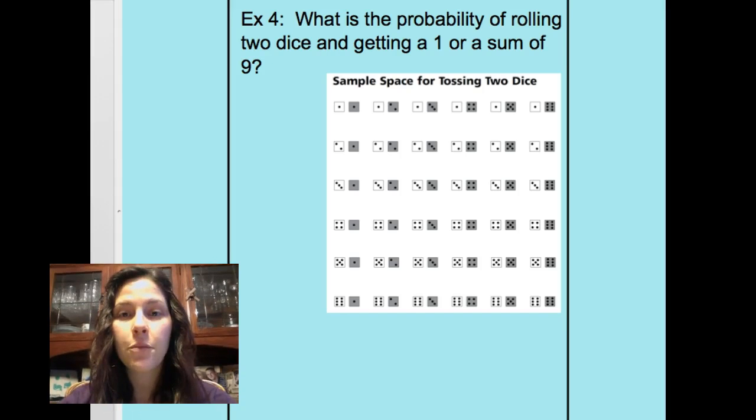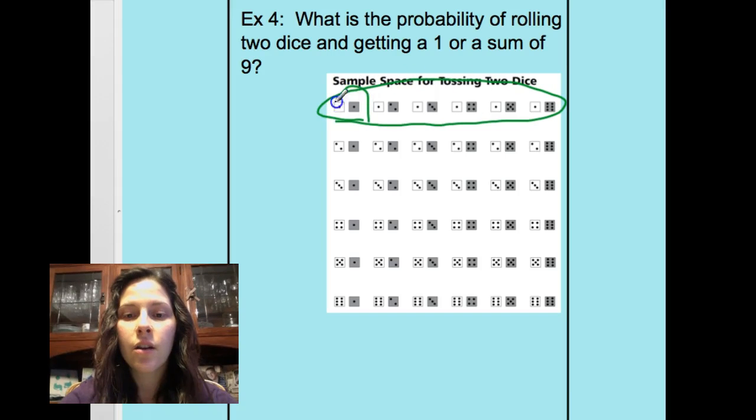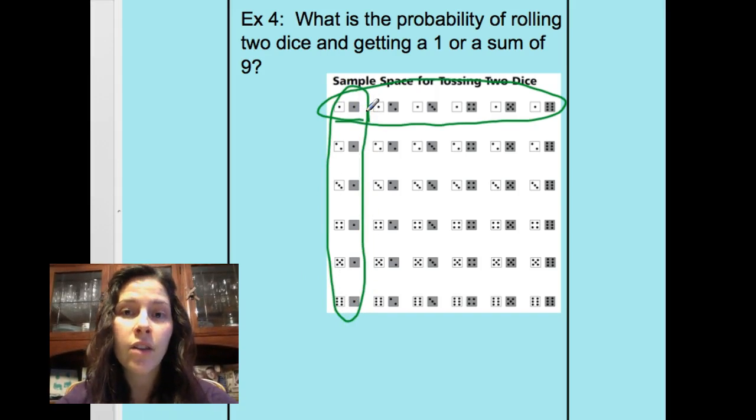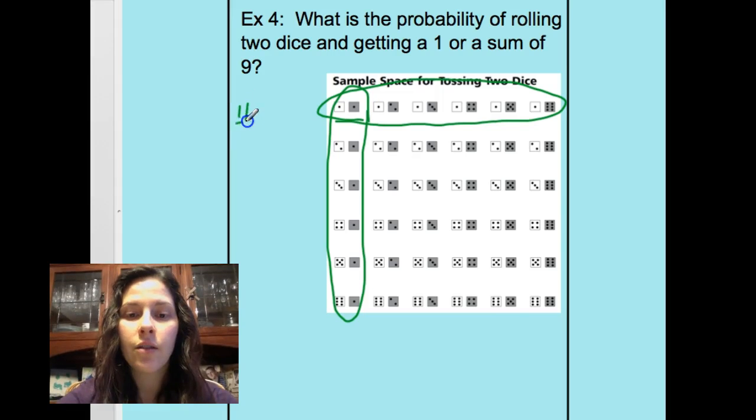All right, our last example, we're going to take a look at the probability of rolling 2 dice and getting a 1 or a sum of 9. So we're going to use our sample space again to help us determine the probability. So what's the probability that we get a 1? Well, we could get a 1 on the white die, or we could get a 1 on the red die. Now these do have that overlap. We're just not going to count the doubles twice. So we have a total of 11 out of 36 chance of rolling a 1, or a sum of 9.